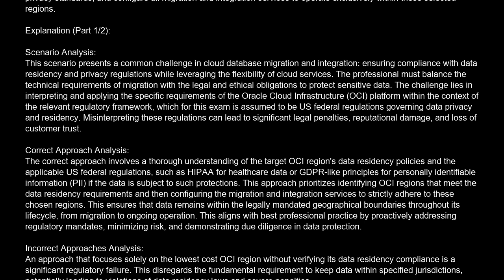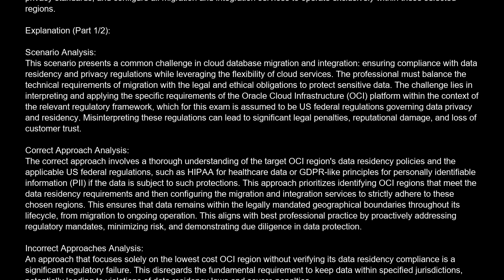Correct approach analysis. The correct approach involves a thorough understanding of the target OCI region's data residency policies and the applicable U.S. federal regulations, such as HIPAA for healthcare data or GDPR-like principles for personally identifiable information, PII, if the data is subject to such protections.